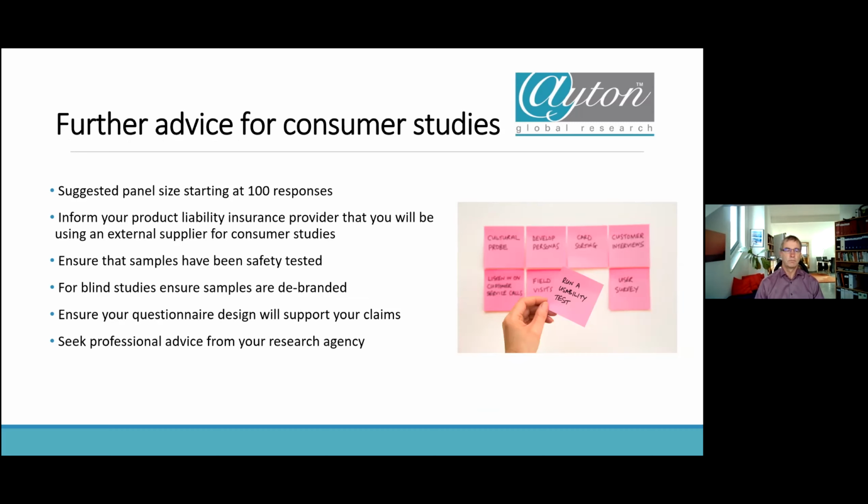You always need to let your product liability insurance provider know that you're using an external supplier for consumer studies. You need to ensure that all your samples have been safety tested. I always get the question, what kind of safety testing do I need? It depends on different products. So always have it in your mind that it needs to be safety tested or approved to the point that it could be released on the market.